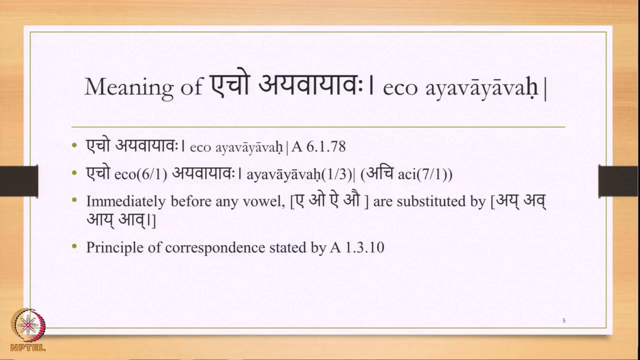Let us look at the meanings of these sutras. First, let us take ecoyavayavah, 6.1.78. In this, eco is 6/1 of ec, and ayavayavah is 1/3 of ayavayav. There is the word aci that continues from the previous sutra 6.1.77, and aci is 7/1 of ac, indicating the right hand side environment.